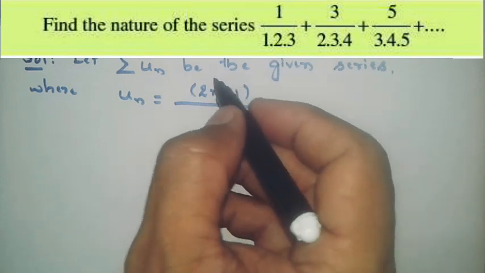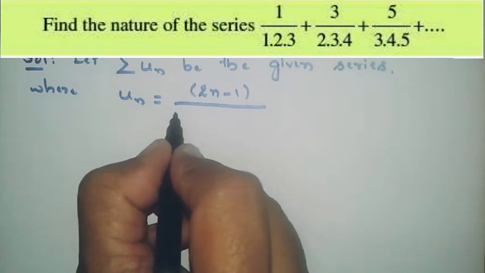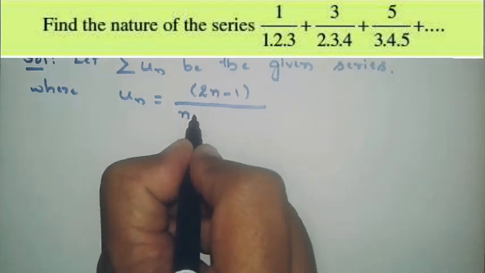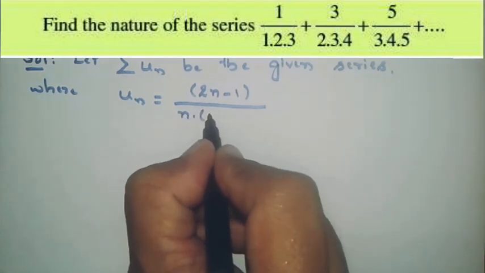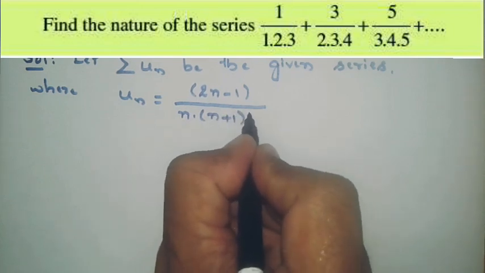In the denominator it is very simple: 1, 2, 3, then 2, 3, 4, then 3, 4, 5, like that. So they are counting numbers. For the first term it is n, for the second one it is n plus 1, and for the third one it is n plus 2.